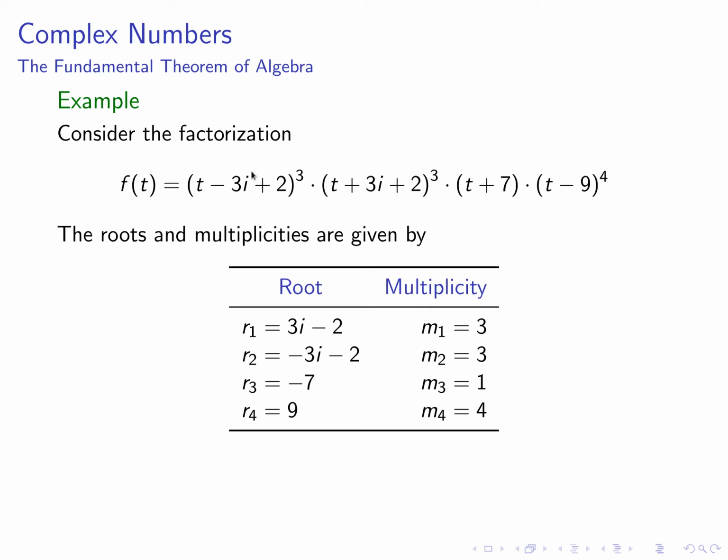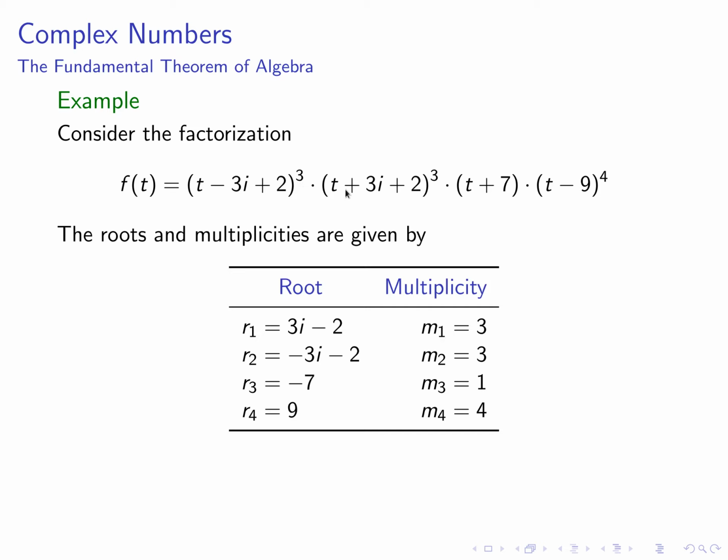In the factorization, we have 1, 2, 3, 4 terms, which means this polynomial has 4 different roots. If we look at the first term here, we're looking at t minus (3i plus 2). If I factor out a negative here, I realize that I'm really subtracting off the number 3i minus 2 from t. So the first root of this polynomial is 3i minus 2, and its multiplicity is equal to 3 because the power that we're raising this term to is 3.